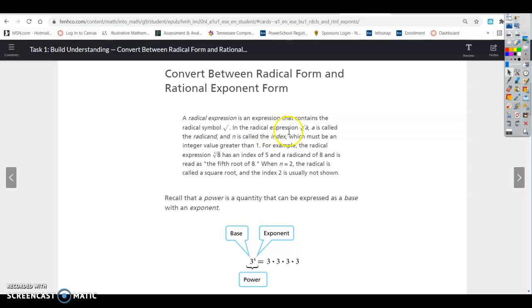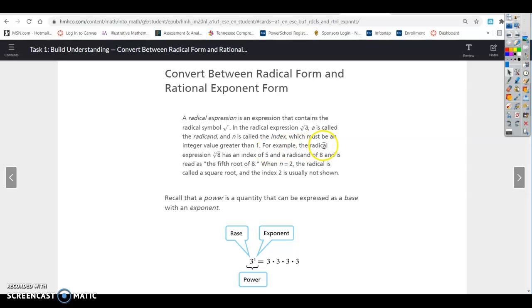In the radical expression, nth root of a, a is called the radicand. So the number under the square root, that's called the radicand, and n is called the index. So the little n, wherever the root is, that's called your index. Those are vocabulary terms that you need to be familiar with, and the index must be an integer value greater than 1.